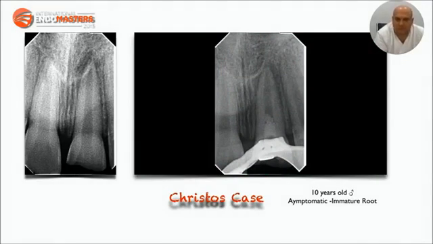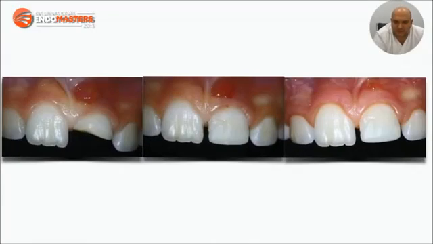This is my post-operative radiograph, how it looks like, and if you do all this as close as 2 weeks, you will have normally complete resolution of sinus tract, and the tooth now is asymptomatic. I'm still monitoring this case, and maybe in another lecture I will be able to share with you the long-term follow-up of this case.